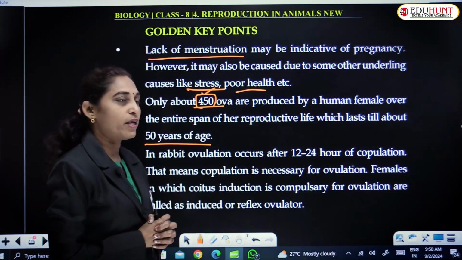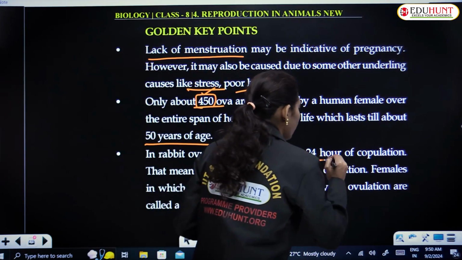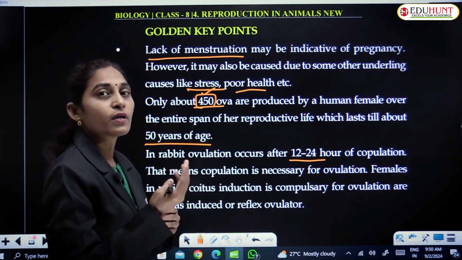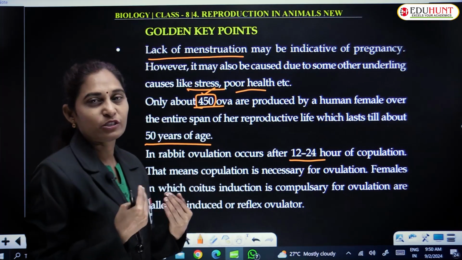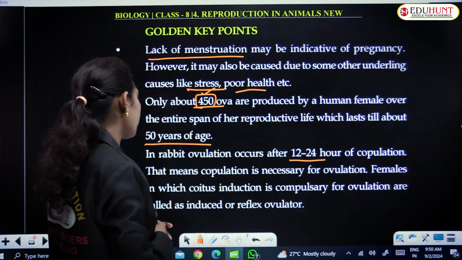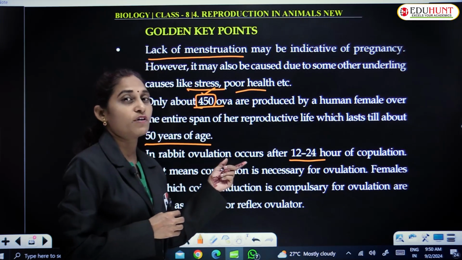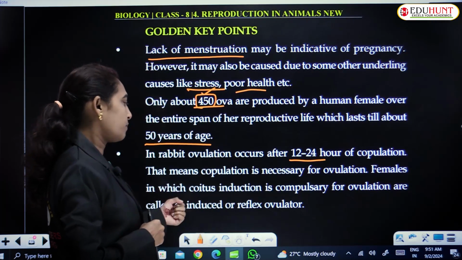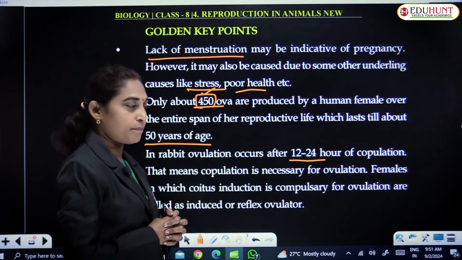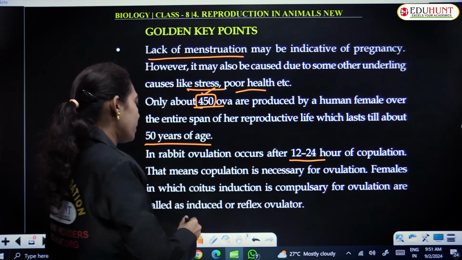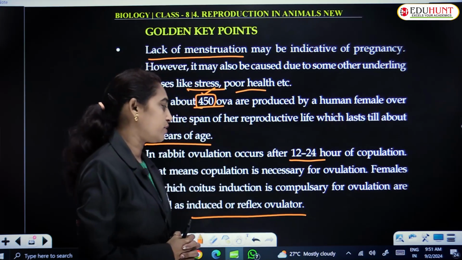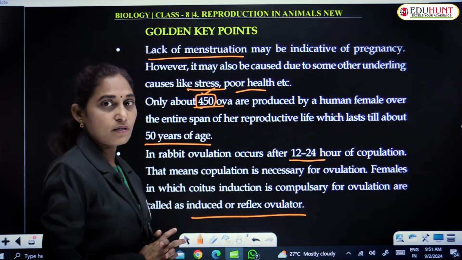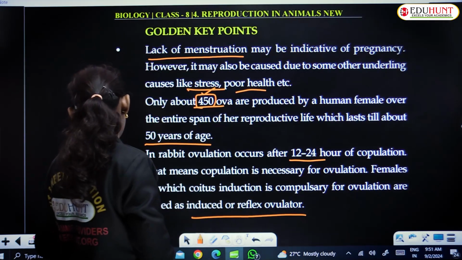In rabbit, ovulation occurs 12 to 24 hours after copulation. After copulation, the release of the mature ovum happens. That means copulation is necessary for ovulation. It stimulates the ovulation. Females in which coitus induction is compulsory for ovulation are called induced or reflex ovulators.